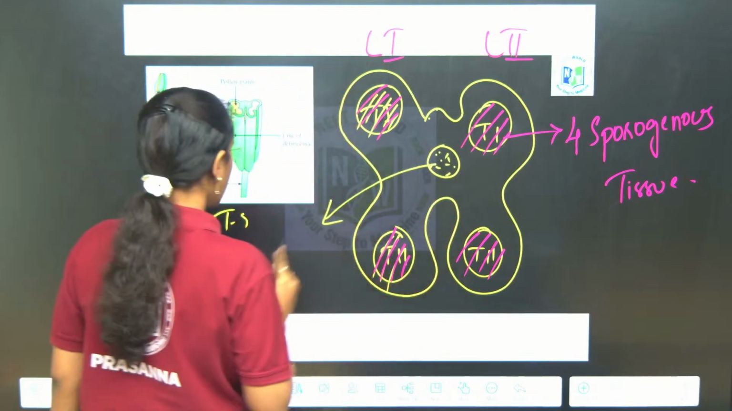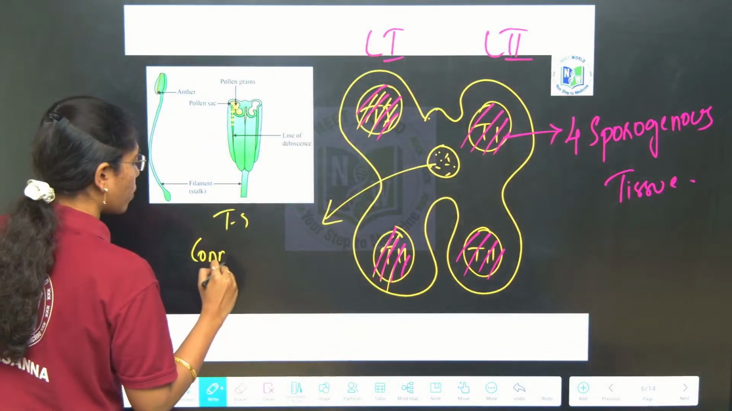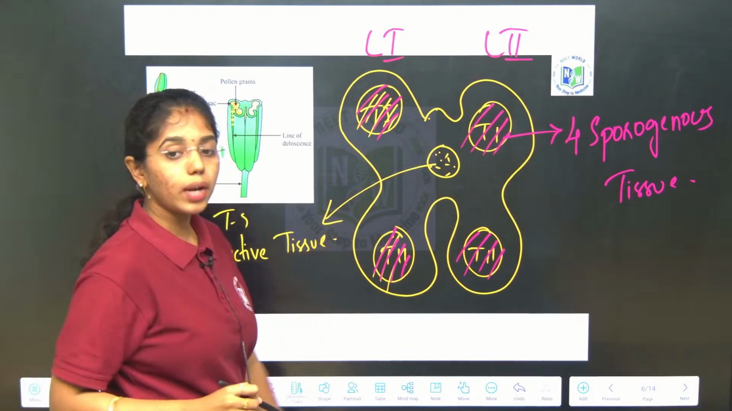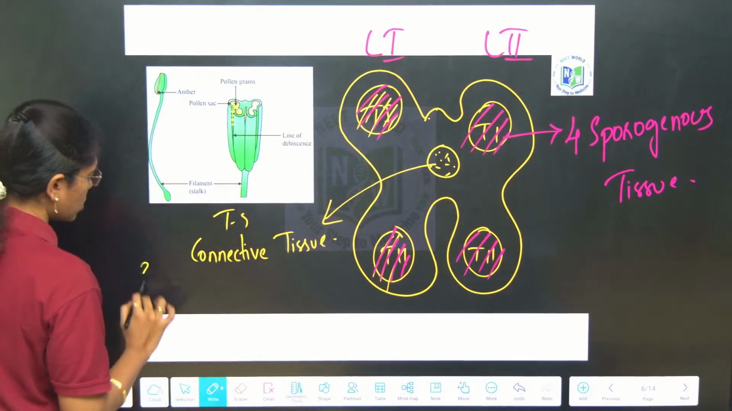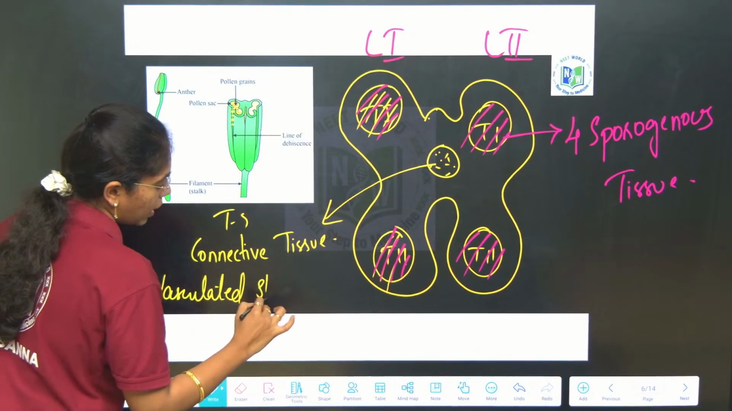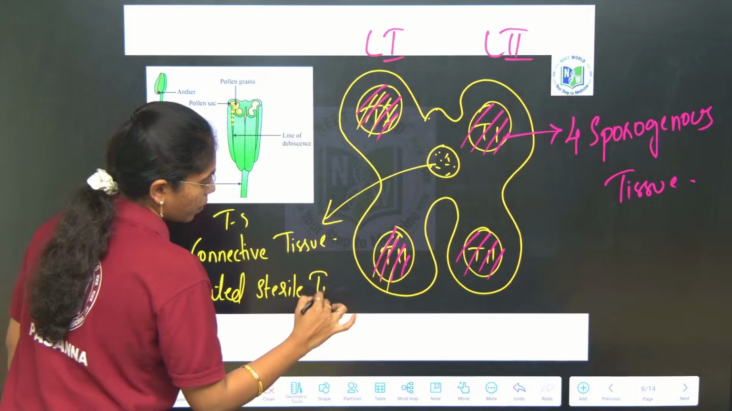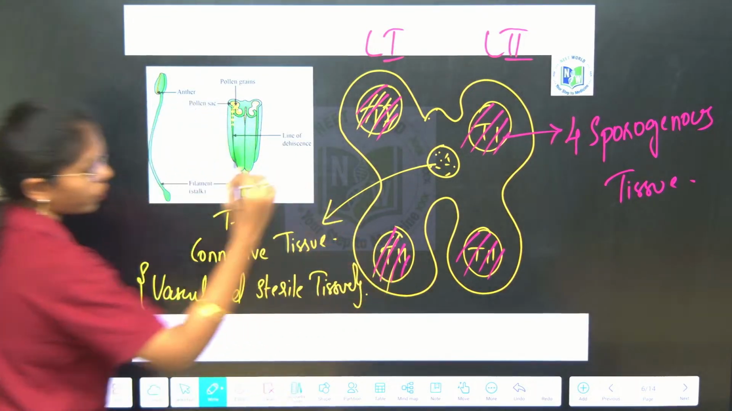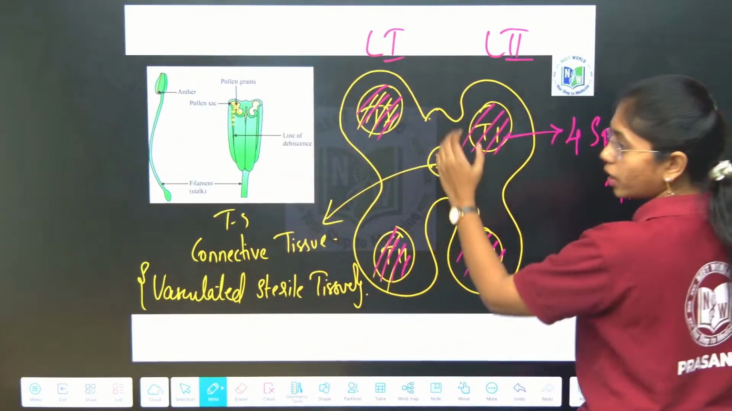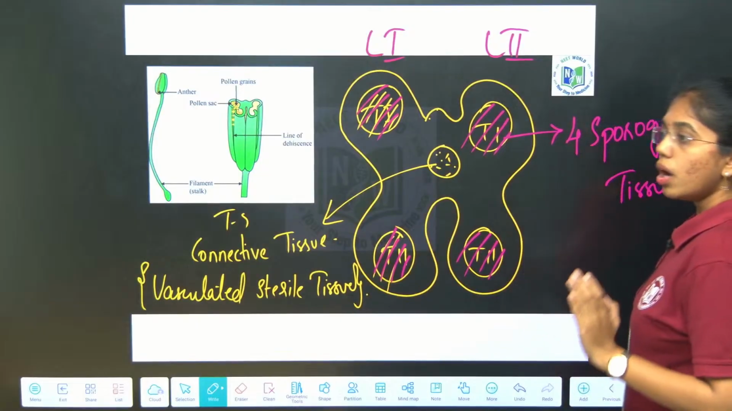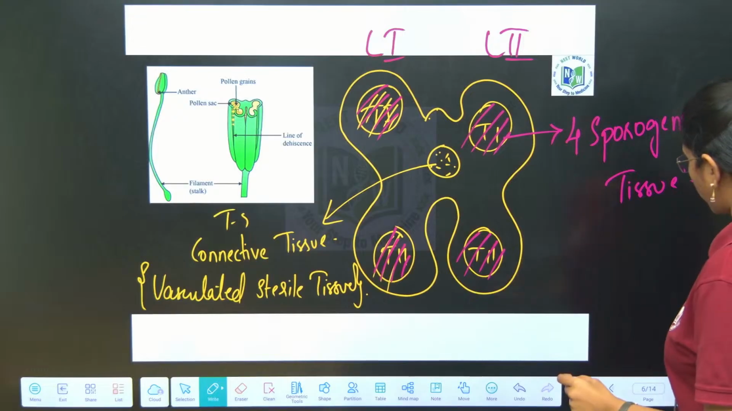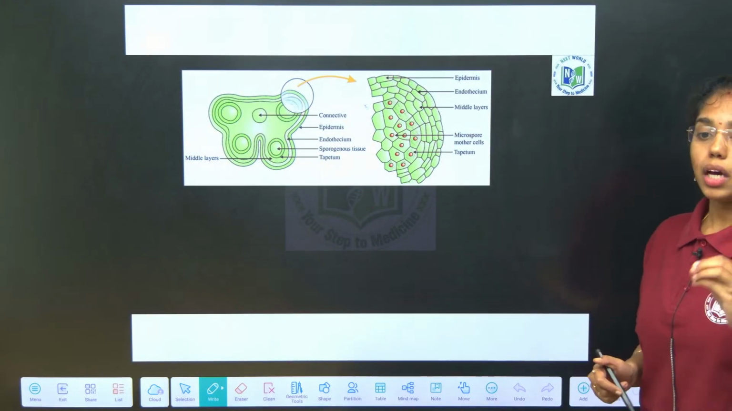That is called connective tissue. What is it called? Connective tissue. This connective tissue is a vascularised sterile tissue. Bilobed, dithecous, tetrasporangiate, and at the center the 2 lobes are connected by a connective tissue, which you will call a vascularised sterile tissue. Clear now? Next, here you see anther wall layers.